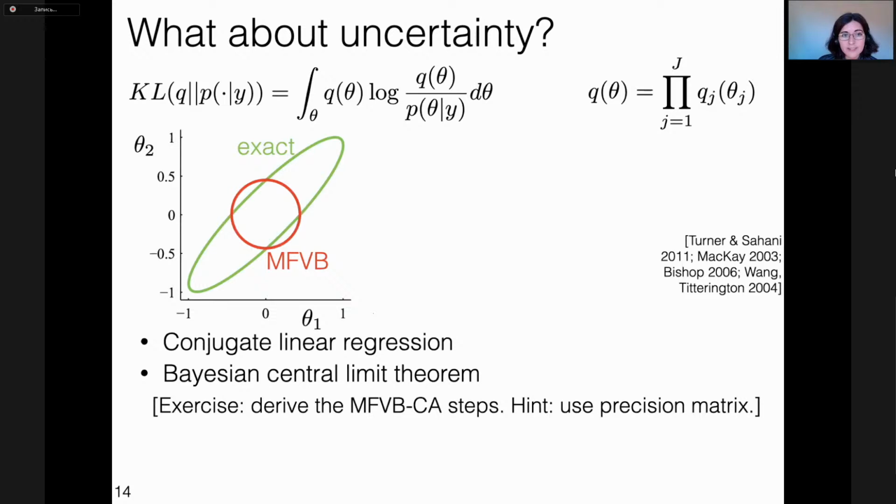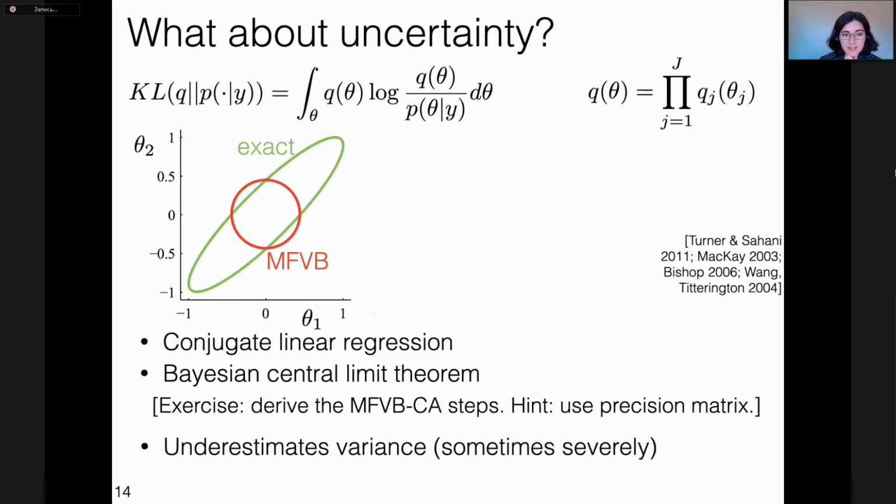And so the posterior mean is exactly right, the mean field variational Bayes approximation for the posterior mean, but you can just immediately see that the variance, the width of the distribution, is way off. The width of the green thing is way larger than the width of the red thing. And the red thing is meant to be approximating the green thing. So we get these underestimates of variance.